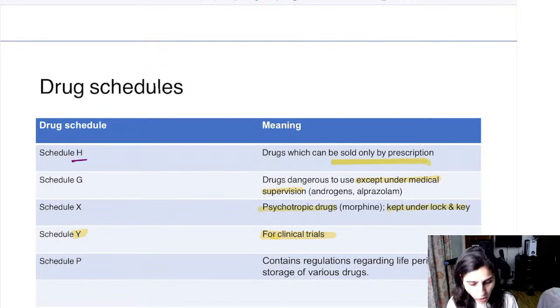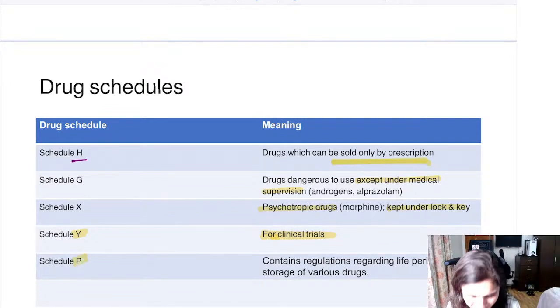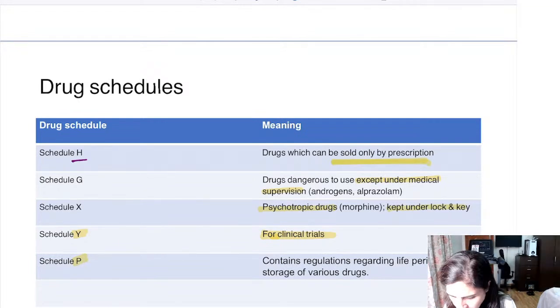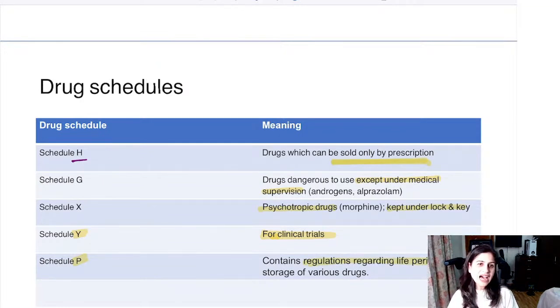Now, because in this question there was P given as an option, otherwise it's not very important to know. Schedule P is basically regulations regarding storage and the life period, the shelf life of the drug, so knowledge about that. So the first four are more important. P is not that important, but the first four are important.